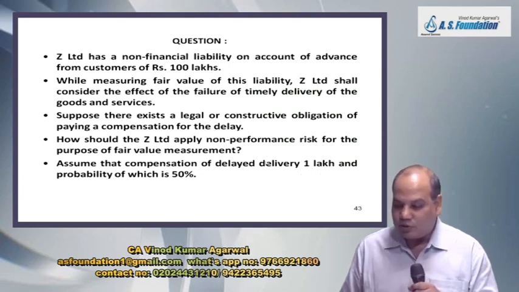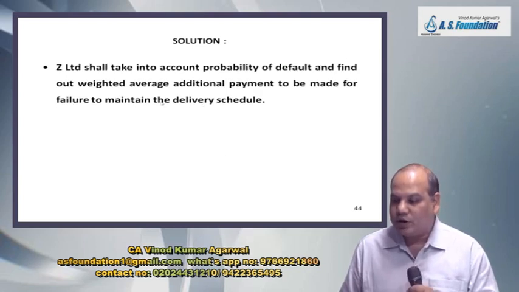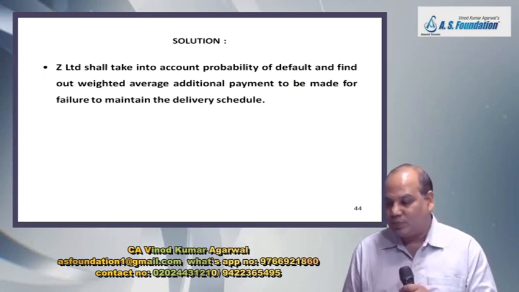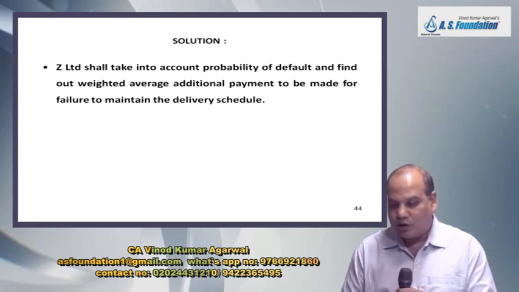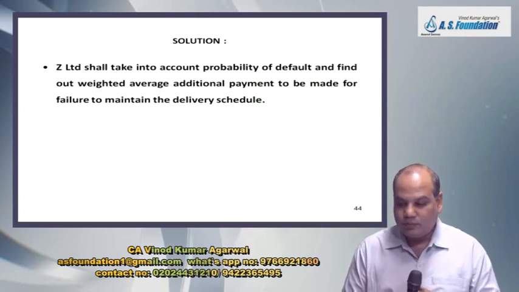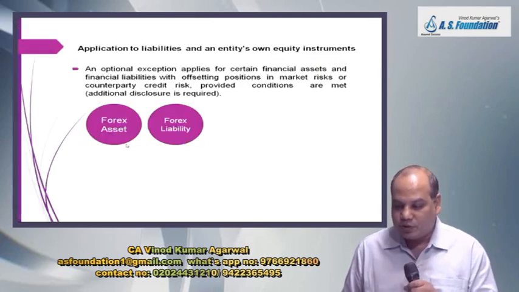50% of 1 lakh. So your answer would be, while calculating the fair value of the liability, we shall take into account the probability of default and find out the weighted average additional payment to be made for failure to maintain the delivery schedule. The fair value of the liability is 100.5 lakh. In bracket, the calculation is 100 lakh plus 50% of rupees 1 lakh.